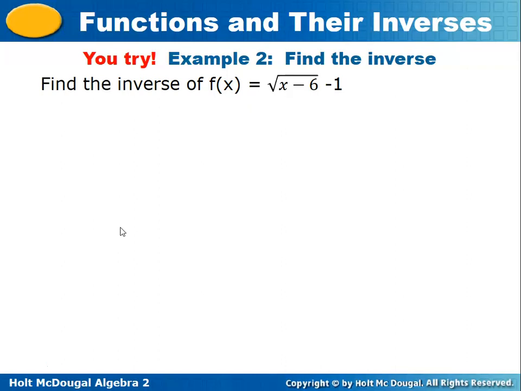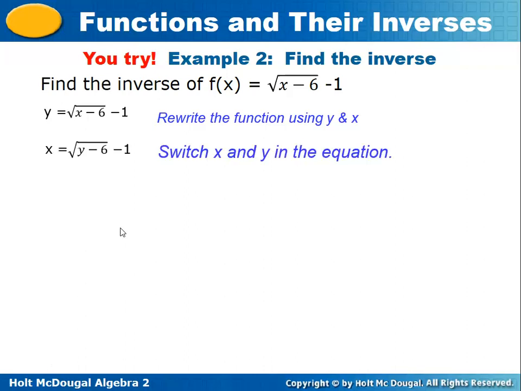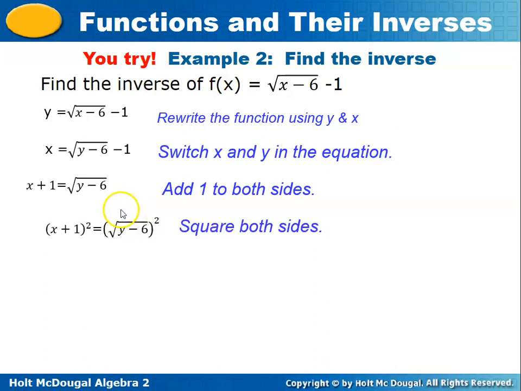Okay, so now, again, we're going to rewrite the equation with the y where the f of x was. We're going to swap the x and y. You should notice that we're subtracting 1 here, so the opposite operation would be adding 1 to both sides, right? We have a square root this time, so the opposite operation of a square root is squaring. So we are going to square both sides.